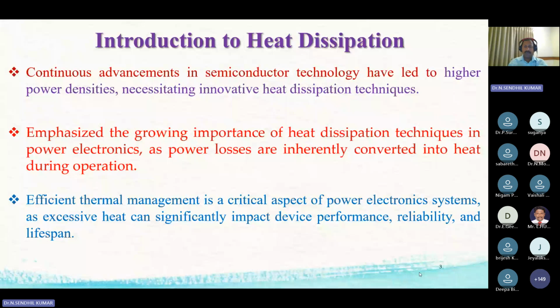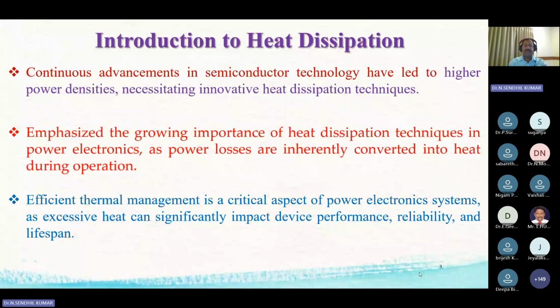So effective thermal management is a critical aspect in power electronic systems. Why do we have to do this? We have to remove that excessive heat. That is the main thing. So why are we doing it? We have to improve the performance of the system, and its reliability and lifespan. This is the main thing for heat dissipation.